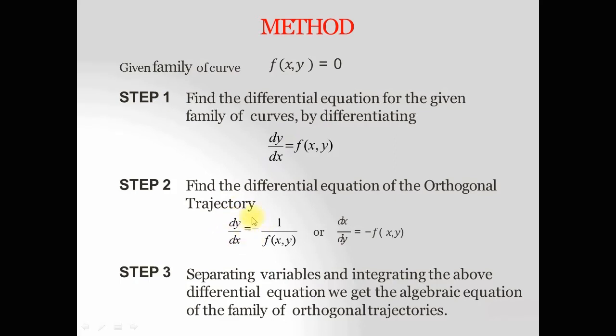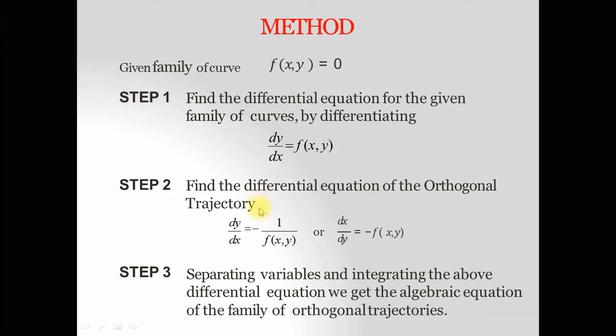So why do we take the negative reciprocal? Because when two geometrical figures are perpendicular, orthogonal meaning perpendicular, then their slopes are negative reciprocals. So dy/dx is the slope of the first family of curves, and -1 over dy/dx is the slope of the required orthogonal family of curves. In other words, the product of their slopes is equal to minus 1.